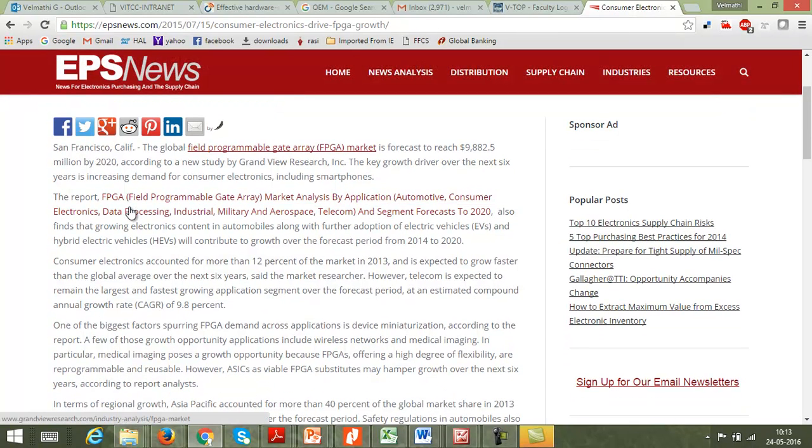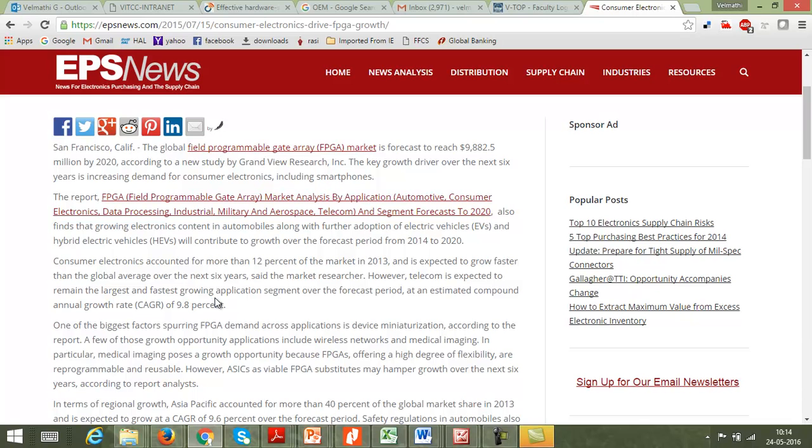The report also covers FPGA market analysis by application. That's what we have seen: automotive, consumer electronics, data processing, industrial, military and aerospace, and telecom applications, with the segment forecast to 2020. It also finds growing electronic content in automobiles, along with further adoption of electric vehicles and hybrid electric vehicles, which will contribute to growth over the forecast period from 2014 to 2020.